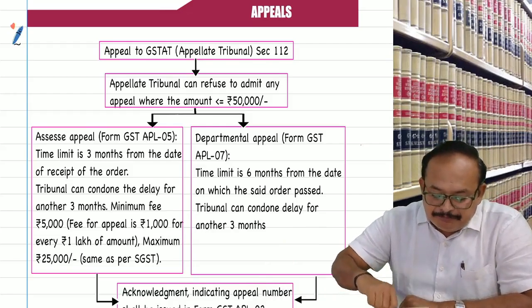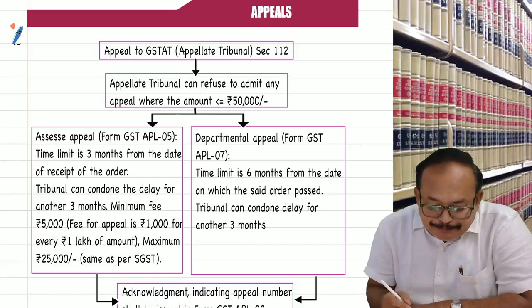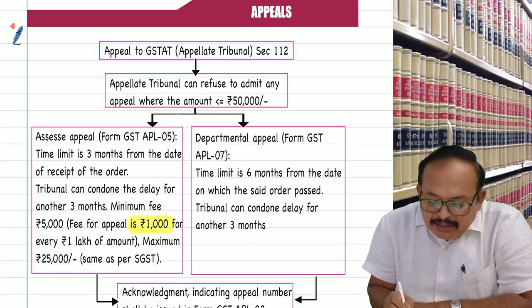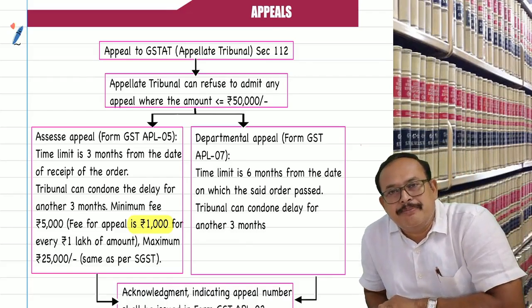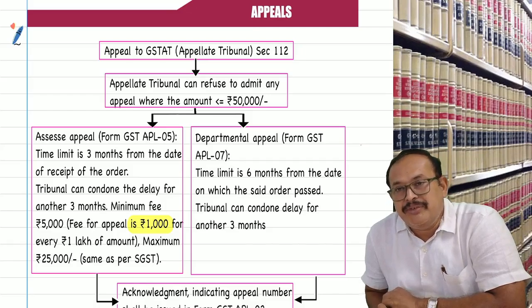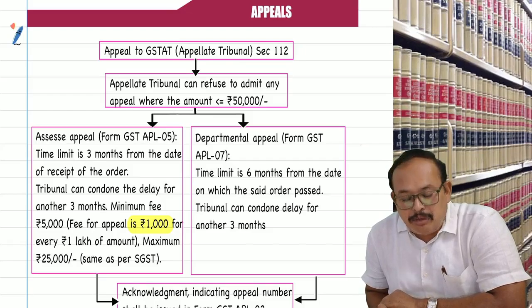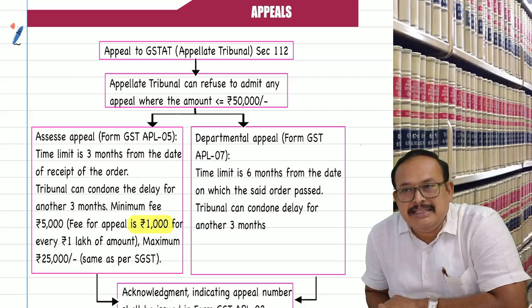Further, my friends, for a taxpayer appeal, a fee is payable to a court or tribunal. Fee payable to a tribunal. How much? 1,000 rupees for every 1 lakh. Maximum amount is how much? 25,000 as per the CGST, same as per the SGST. It's clear, my dear friends.